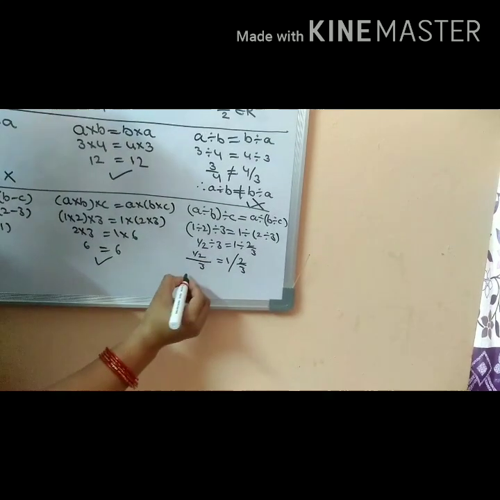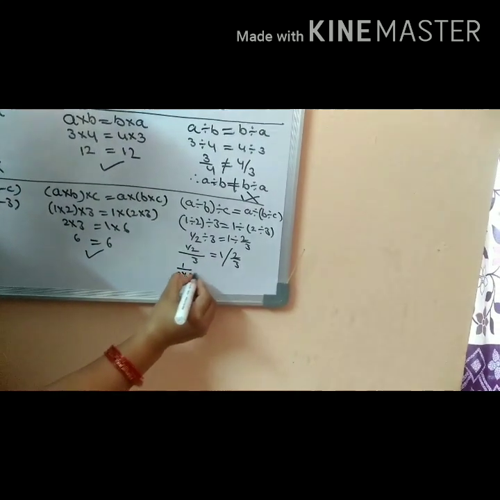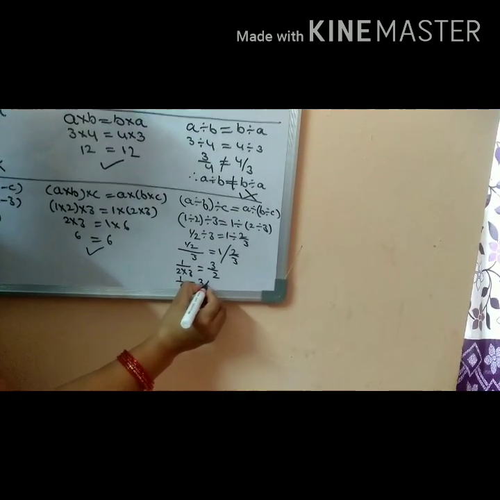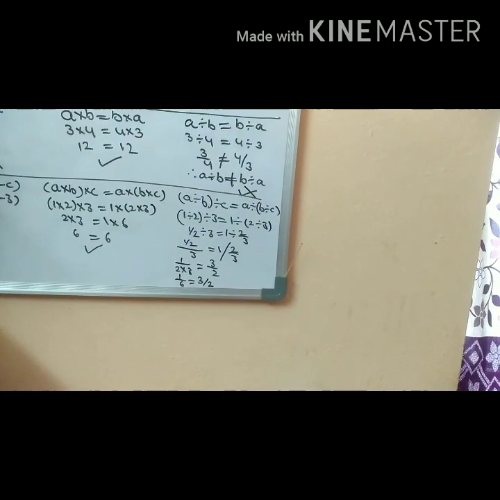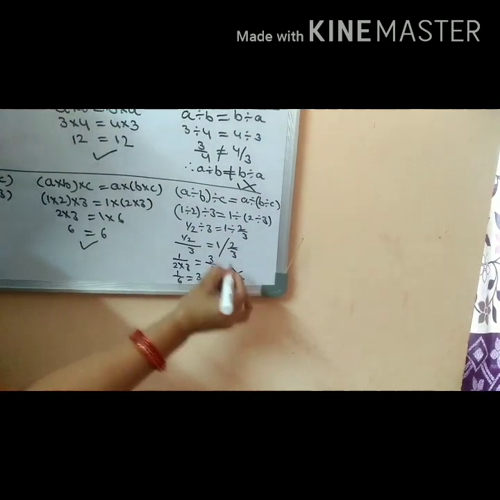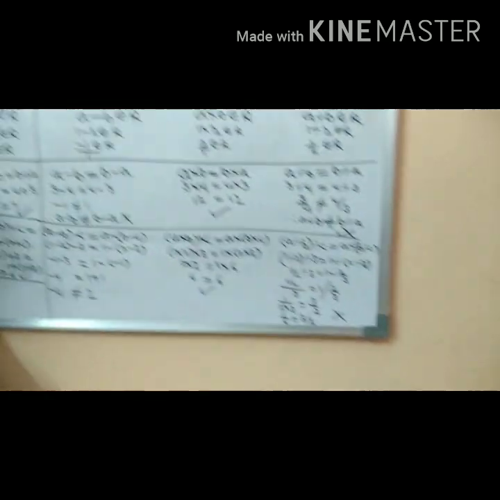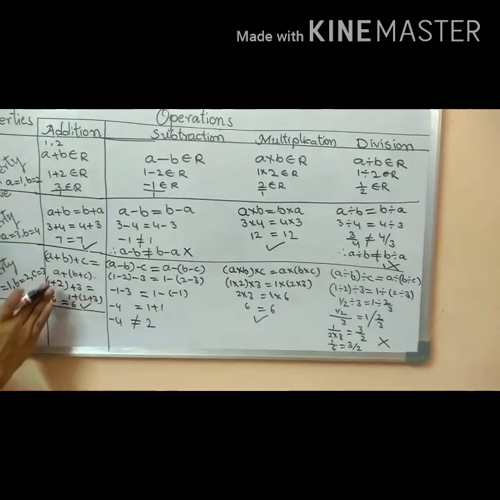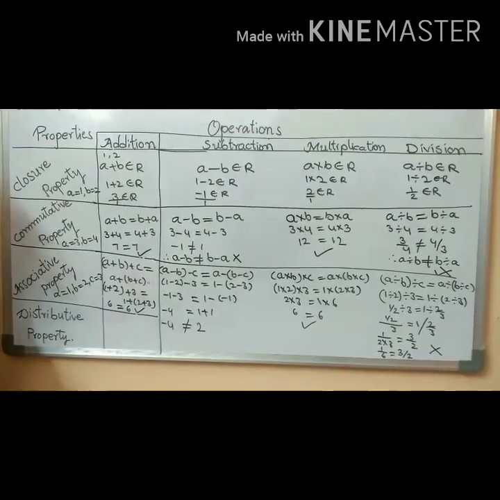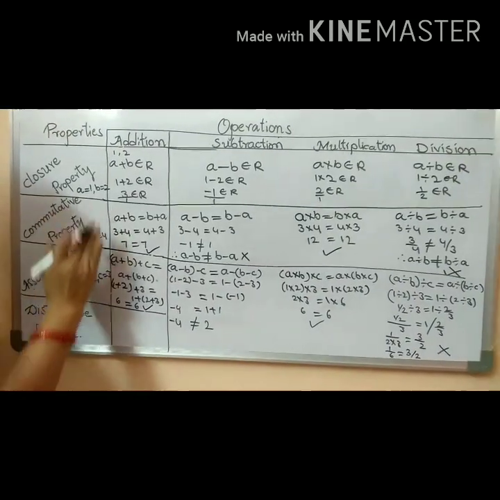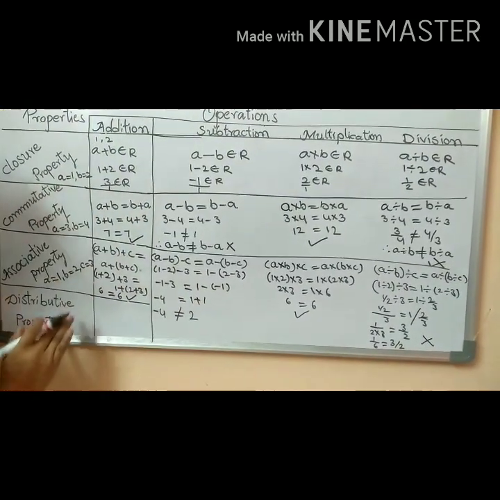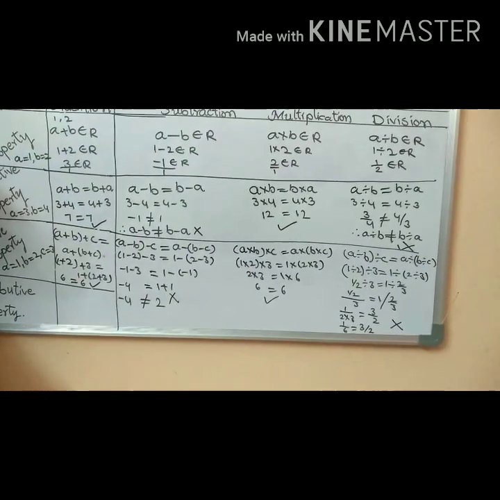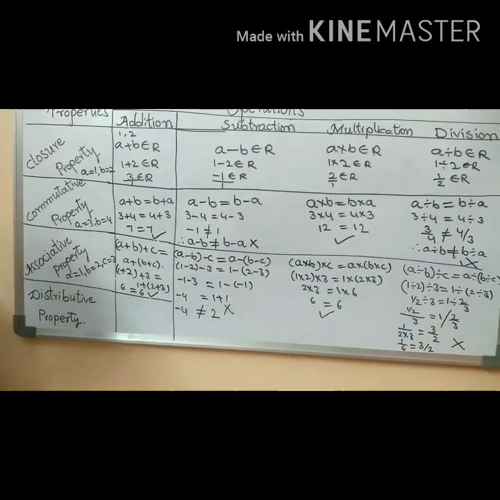Okay children, what is this here? 2 into 3 equals 3 by 2. So here 1 by 6 equals 3 by 2, are both values equal? No. So it is not possible. In the associative property, only addition and multiplication are possible. Did you understand? The associative property holds under addition and multiplication only. The remaining, subtraction and division, are not possible.